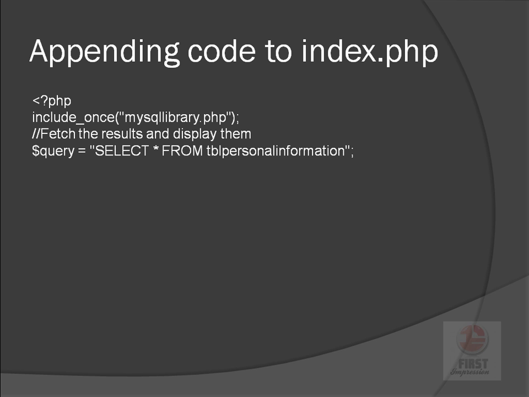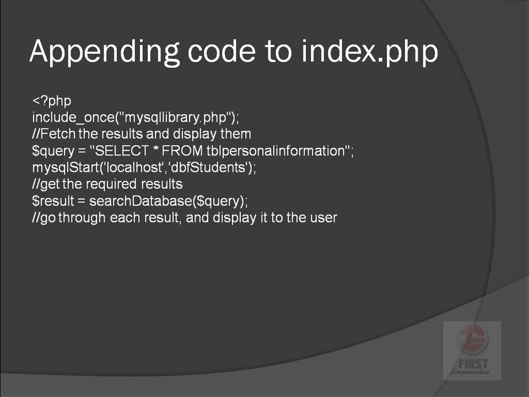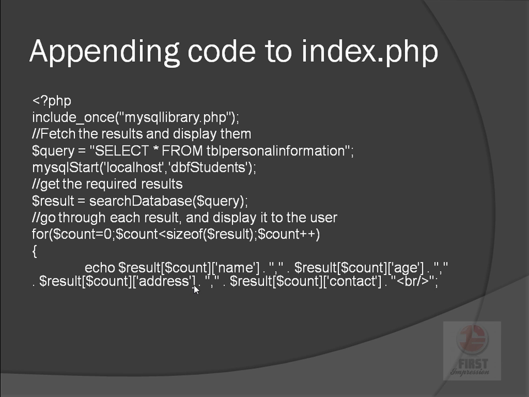Let's fetch the results. To fetch the results, we will say select star from the table name. We'll start the connection and we'll get the required results inside the result variable. The result variable will be calling the function search database. The search database will have the query. The query that you pass will fetch all the records, that is select star, and you'll get all the records inside the result. Then we have to go through a for loop. We'll say for count is 0, count is less than size of result, count plus plus, and we'll echo the result. If I want to go to the first result, I have to say result of 0.